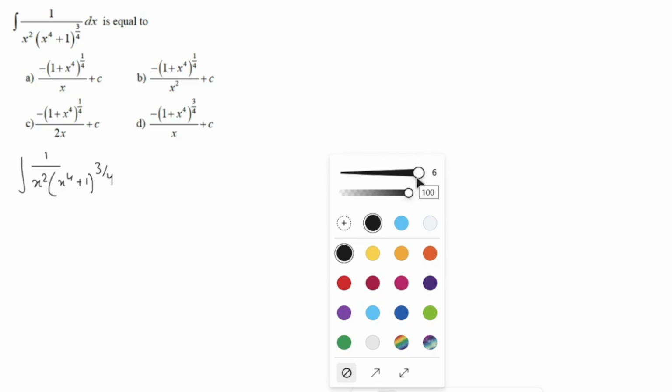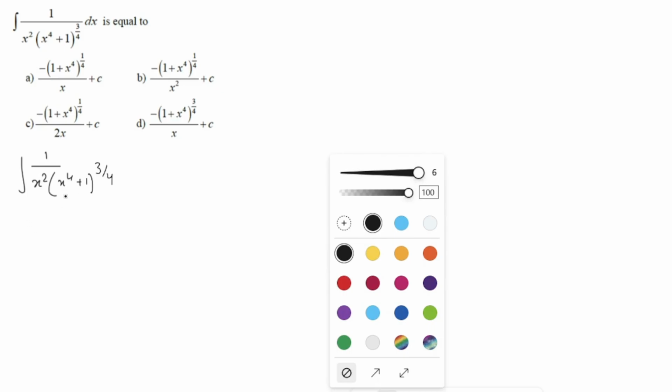Next question: integration of 1 by x square of x power 4 plus 1, the whole power 3 by 4. Let us see how to solve this. First, what we have to do is simplify the denominator. So the integral is 1 by x square into x power 4 plus 1 the whole power 3 by 4. I'll just make the thickness a little bigger.